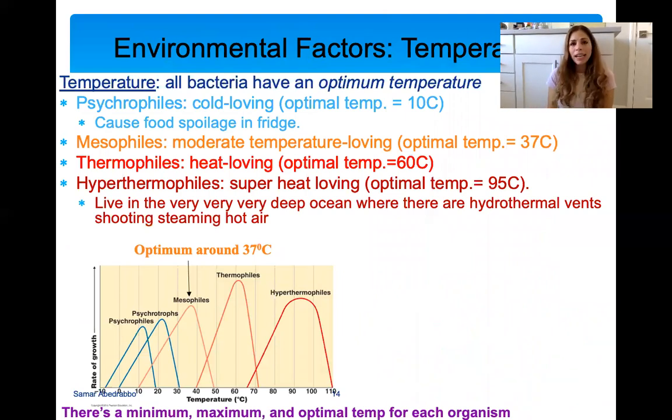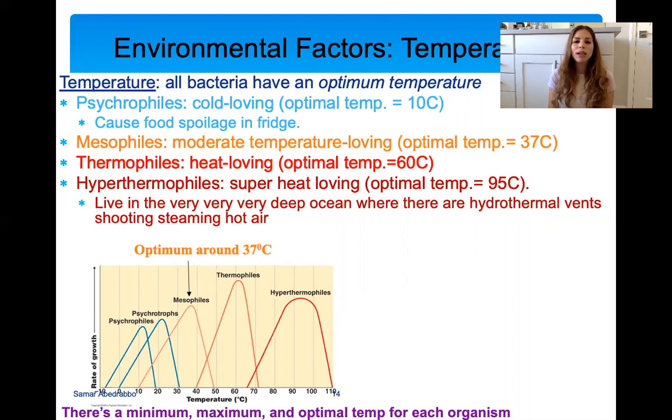So all bacteria have an optimum temperature. Optimum temperature means the best temperature, the one at which they have the highest growth. Phile means love. Some organisms are psychrophiles, which means that they love cold temperatures. So their optimal temperature is 10 degrees Celsius. And these are the microbes that cause our food to spoil in the fridge. So the microbes that can grow in the fridge like cold temperatures, so they're psychrophiles, they're cold loving.